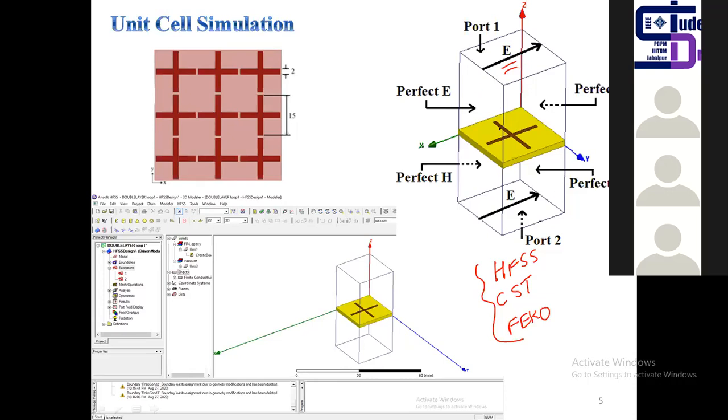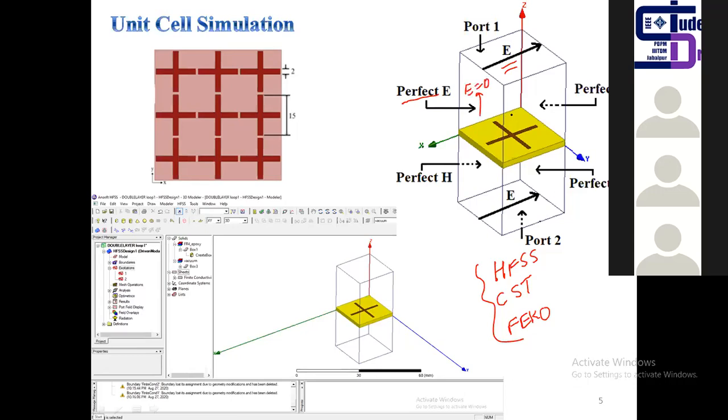Now, why these boundaries are defined, I can give you an example, such as this perfect E boundary. When you define a perfect E boundary, then in that boundary, the electric field is vertical to the structure. The electric field is never horizontal. The tangential component of the electric field is zero if you define a perfect E. So it is basically kind of metal.